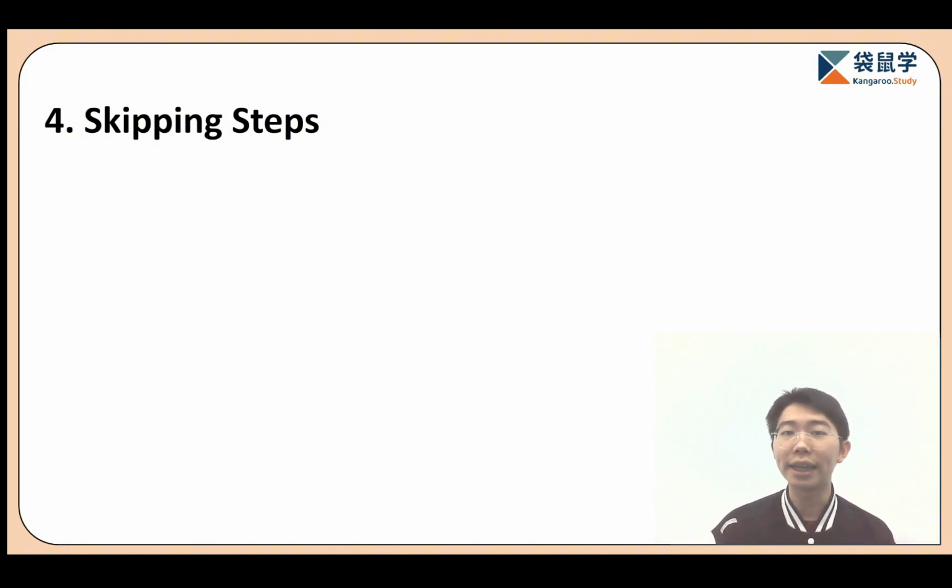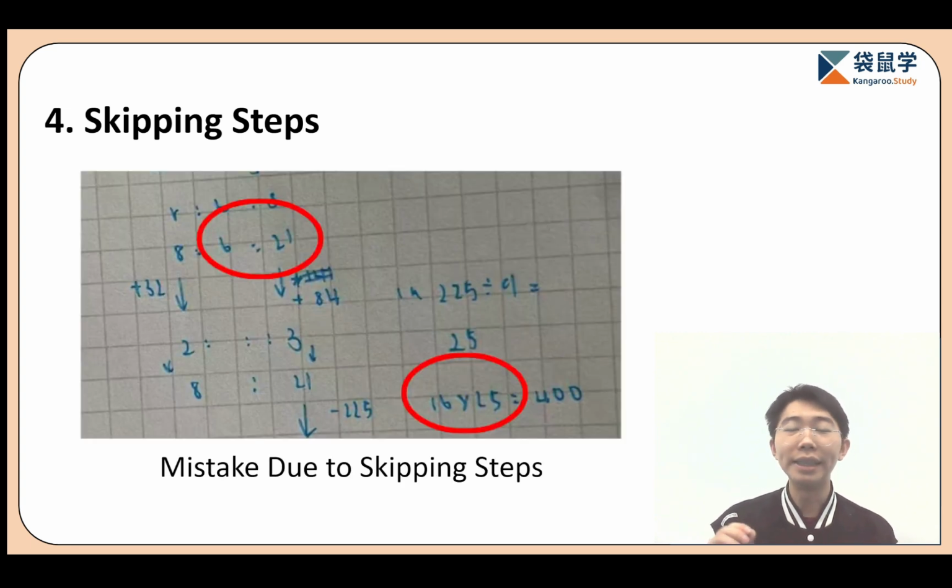Many students dislike writing things down, so they tend to minimize the number of steps. But if they don't write it down step by step, in the middle of a calculation, any misremembering will lead to mistakes. Let me give you an example. In this case, the student is trying to compute 21 minus 6. Instead of writing down 21 minus 6 equals 15, she skipped this step and wrote down 16 directly, which is a mistake. If she can write down 21 minus 6 equals 15 and not skip this step, she probably won't make this mistake.